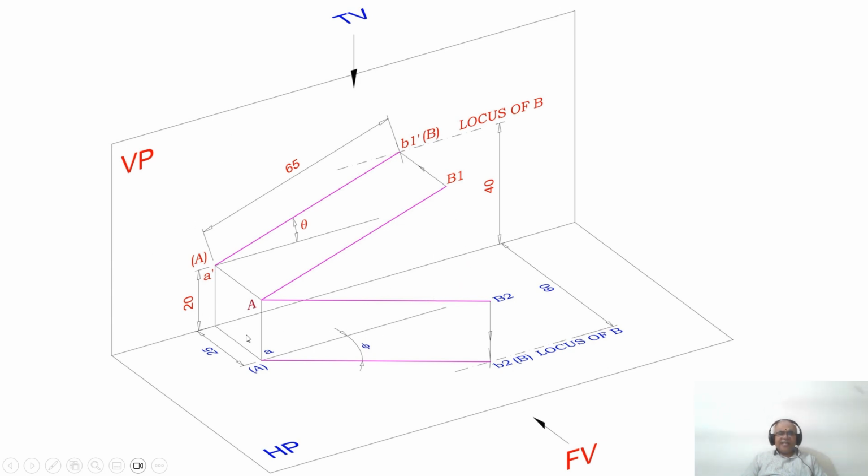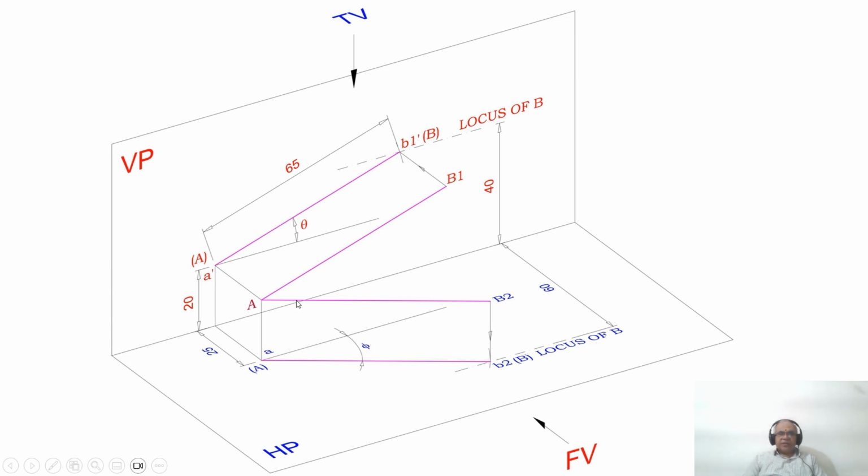Now, A is above HP by 20 mm and B is also above HP by 20 mm. I can see the distance from the front view. If you look from the front view, that image is going to fall on the front view. Now, what happens if you look from the top view? If you look from the front view, I can see the distance above HP by 20 mm and similarly from here also above HP by 20 mm.